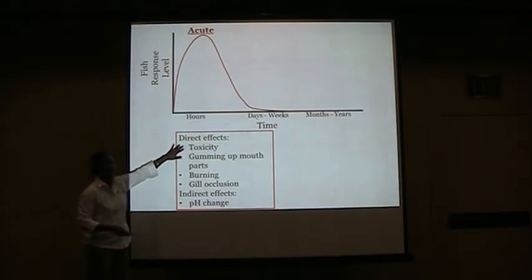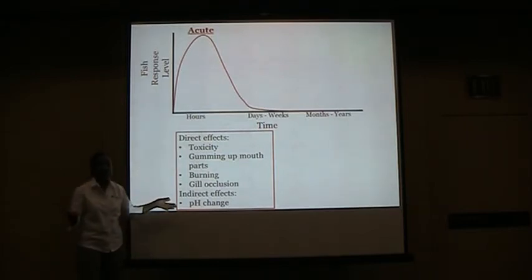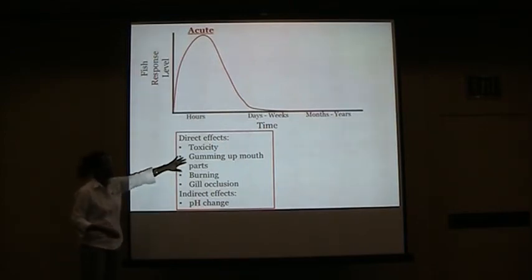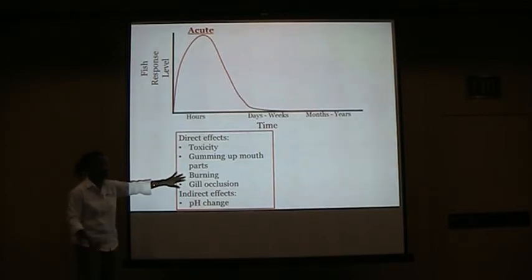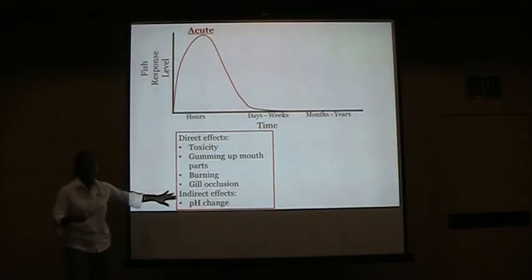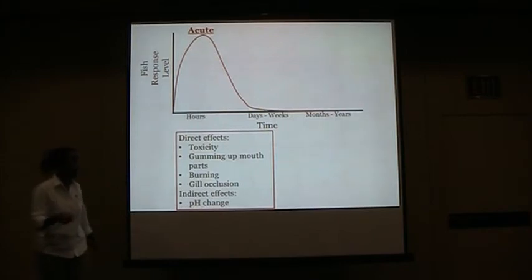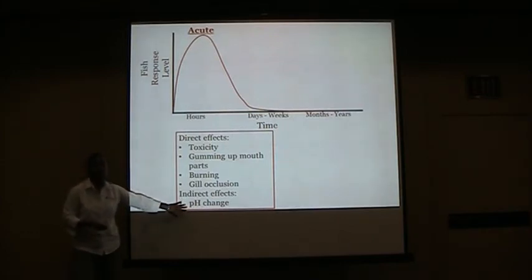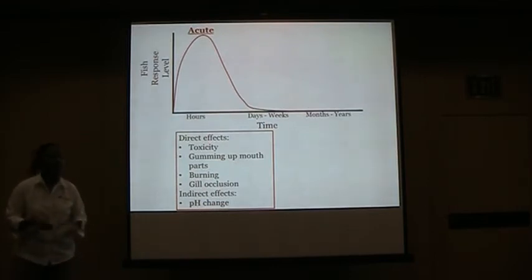So you can have direct effects, so obviously toxicity. If you use the wrong dosage, you may have applied something that actually poisoned the fish. But there are other things as well. So there are physical symptoms. Some of the chemicals that are used cause gumming up of mouth parts. They might actually burn the fish, gill occlusion, and all these things can cause fish kills as well. There are also changes to the water quality. Some chemicals, you have to be very careful with them.